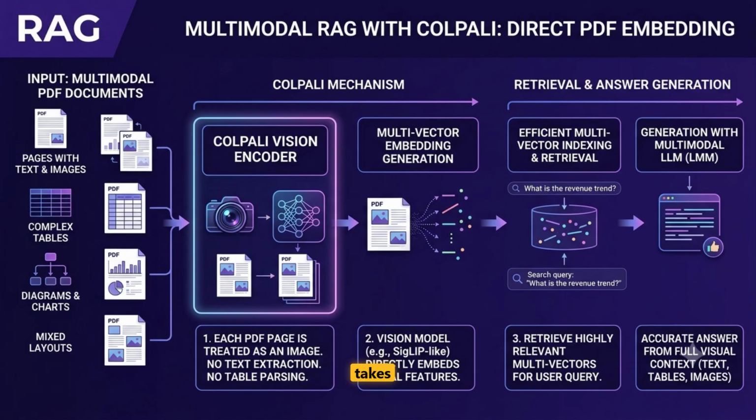It doesn't extract text. It takes that whole PDF page from the input and feeds it directly into a ColPali vision encoder, using a model like SigLIP to transform the visual context itself, not just words, into information.